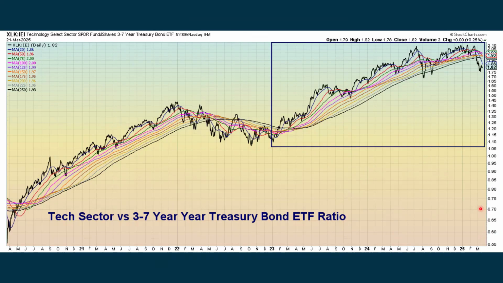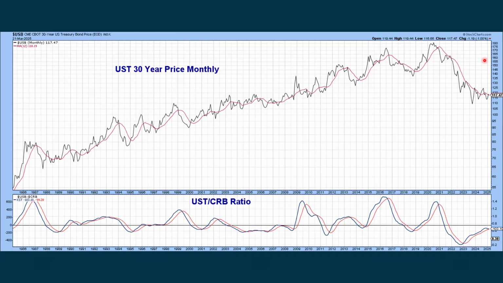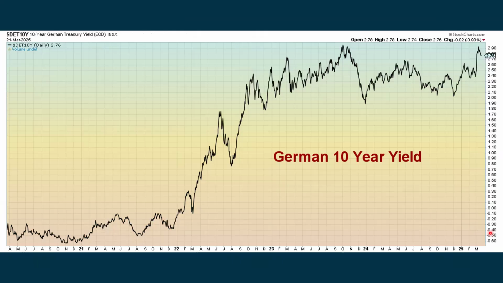They've been outperforming. The tech sector to 3 to 7-year bonds below the rainbow. Riskier bonds, junk bonds, the government bonds, conservative bonds, this has actually been holding up. We haven't dropped down below the rainbow, at least yet. And then the long-term price of bonds starting to see a little bit of a recovery here. Then we look at the relationship between the long-term bond and commodities, and it's actually starting to roll over as commodities have been outperforming on a longer-term basis.